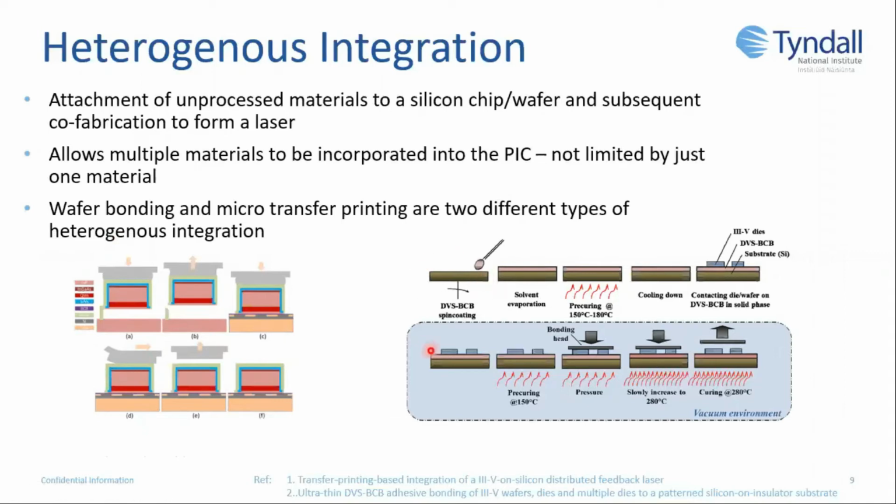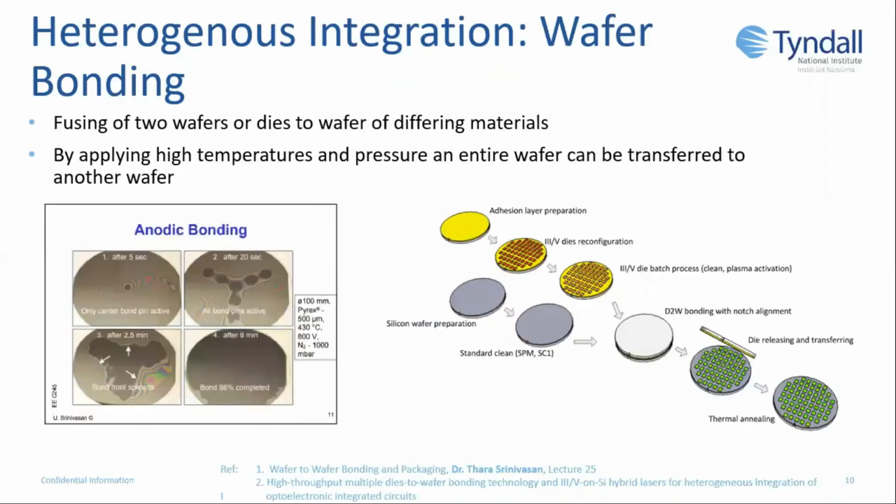To the right here then is an example of die to wafer bonding. Dies are the pieces of the wafer, and each die contains multiple PICs. So wafer bonding can be through die to wafer bonding or wafer to wafer bonding. Wafer bonding is essentially fusing two wafers, or dies to a wafer, by applying high temperatures and/or pressure. There are many different ways of wafer bonding. Anodic bonding here is when the two wafers are heated and an electric field is applied.